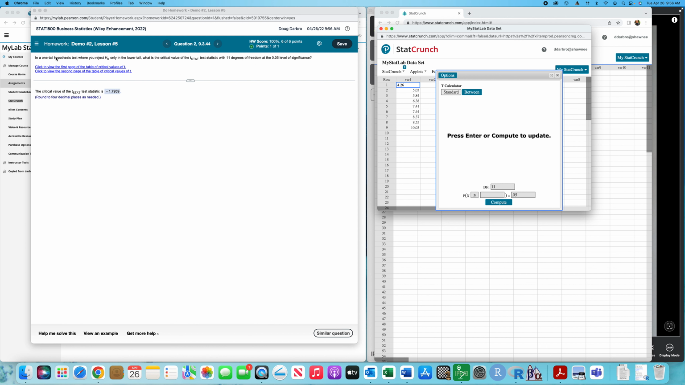A one-tail test. In a two-tail test, I would have to divide the area to the left by 2. Again, if it was a two-tail test, but it's not. So just go there, hit compute, and you can see that I get the answer that I entered.